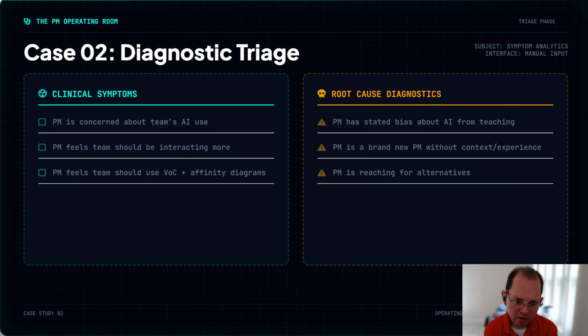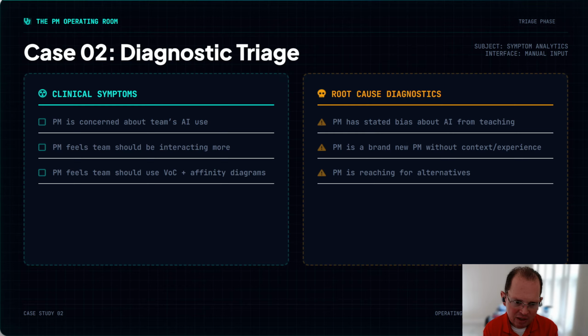So in the first one, the concern about the team's AI use, I think this comes from a very clear bias that this PM has, which is from teaching and seeing in teaching that they felt that it affected their students in a certain way. And because of that, they have a lot of concerns about the project team following the same way of using AI.